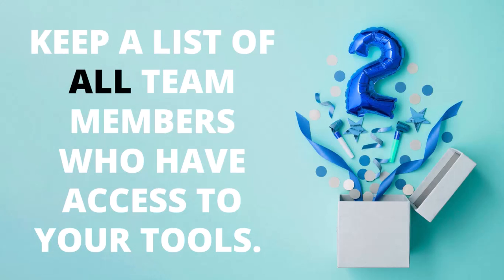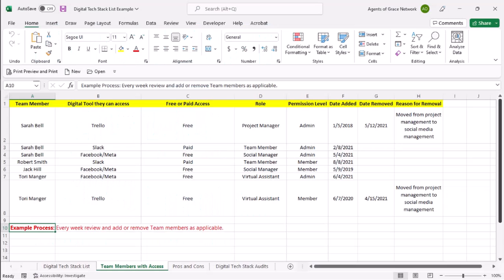Now coming in at number 2, keep a list of all team members who have access to your tools, whether they have their own login credentials or they might be using an administrator's login credentials. You want to know who can access your digital tools and the account. So it's very important for security reasons to keep a list of all your team members who have access to your tools. I have a spreadsheet here as well that shows you an example of how you can keep track of this. So let's take a moment and look at it.